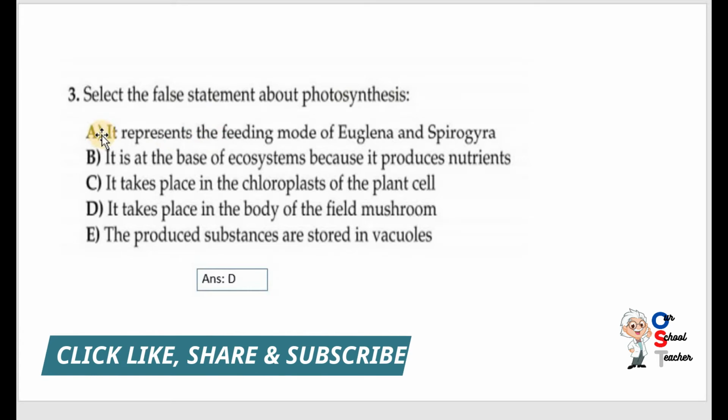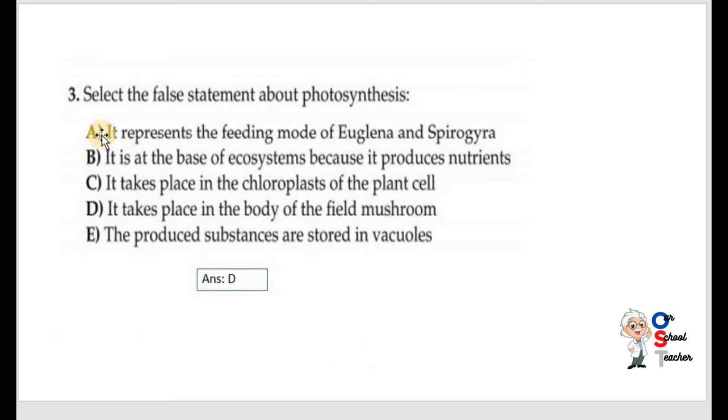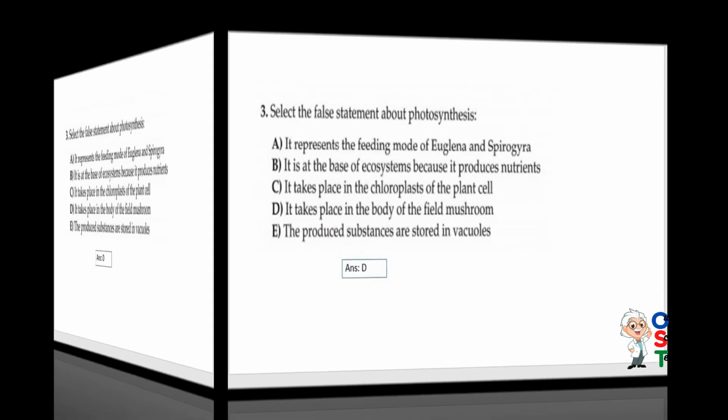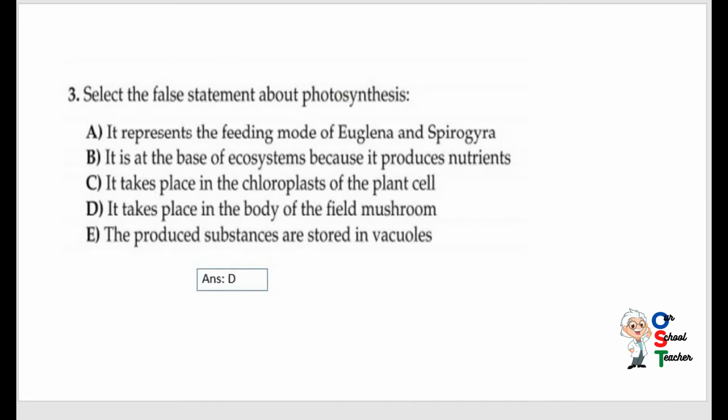So A is not a false statement about photosynthesis. A is true about photosynthesis, so A is incorrect. B. It is at the base of the ecosystem because it produces nutrients. Yes, it is also correct. It is not a false statement about photosynthesis. C. It takes place in the chloroplast of the plant cell. Yes, it is also correct about photosynthesis. Chloroplast is responsible for performing photosynthesis.